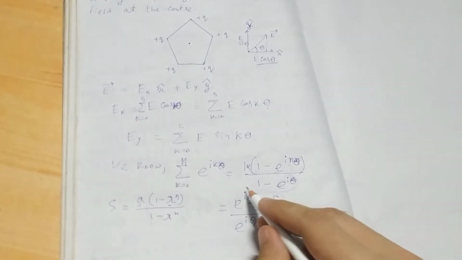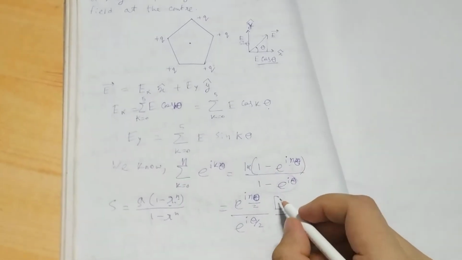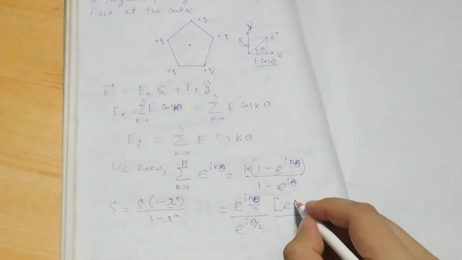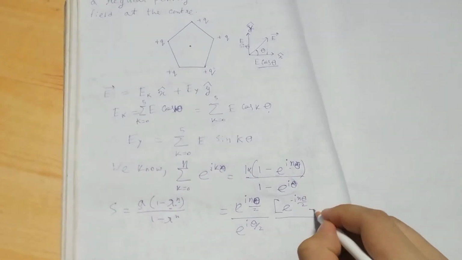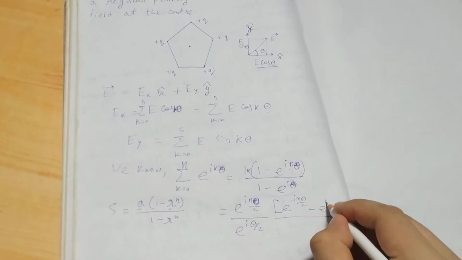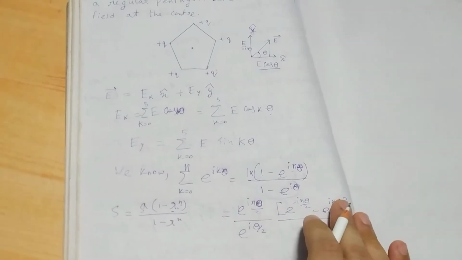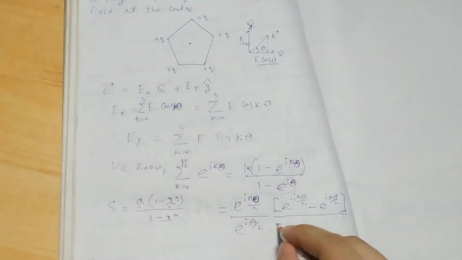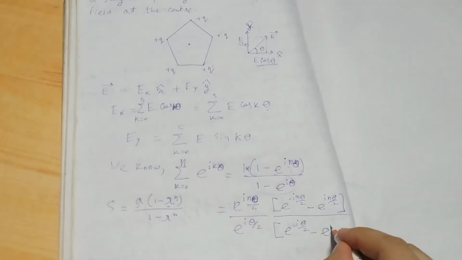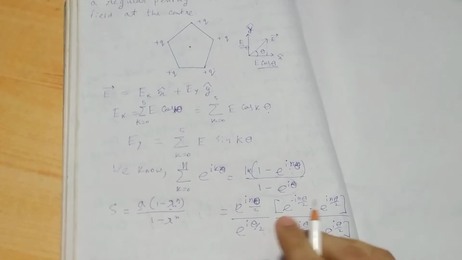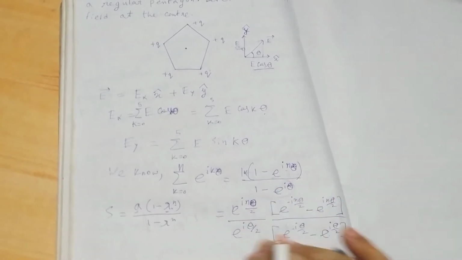So I took a common factor from this, so I have to make 1 here, so this will be minus e to the power i theta by 2 and minus e to the i n theta by 2. So if I multiply this, I will get this, and the same as before, minus e to the i theta by 2 minus e to the i theta by 2. It's the same in the denominator and numerator everywhere.